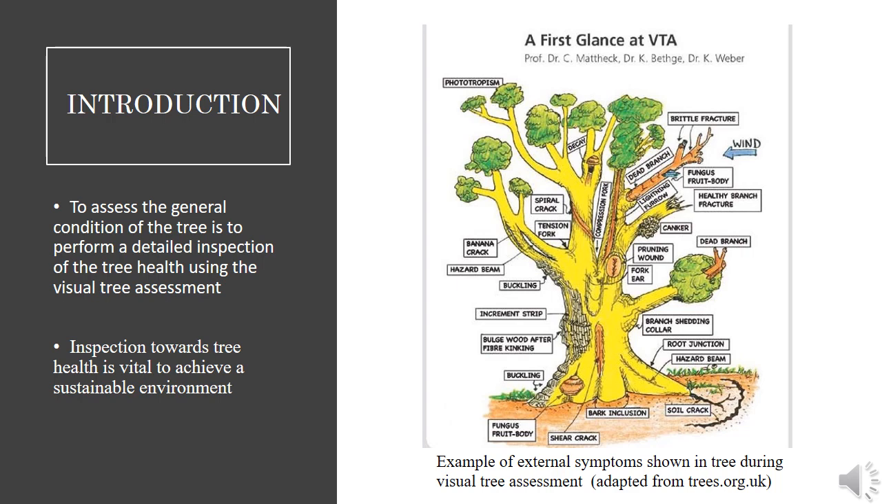In this picture, this is an example of external symptoms shown in a tree during the visual tree assessment. The inspection will cover the whole of the tree. This inspection of tree health is vital to achieve a sustainable environment.